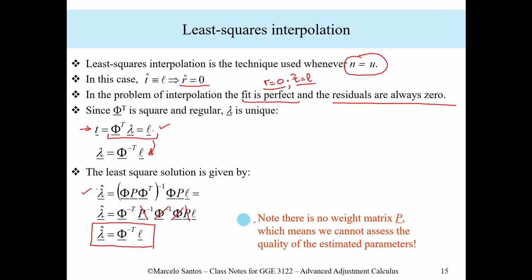Please note then that there is no weight matrix. All points, all observations, have the same weight. Because there is no weight matrix, we cannot do any quality control.